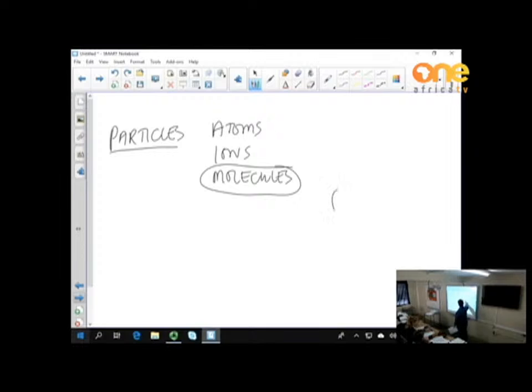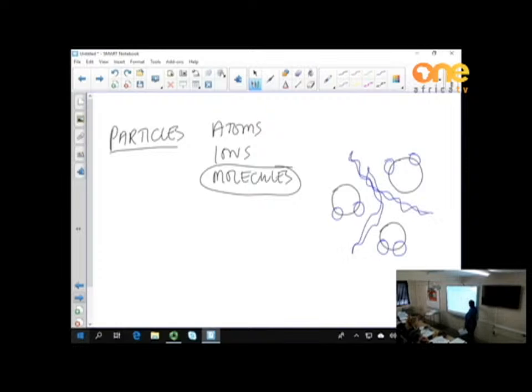If I have water, I have oxygen and hydrogen, and I have another water molecule, and I have the hydrogens on it, and I have another water molecule with the corresponding hydrogens on them. What forces are there between these particles? When we did the characteristics of molecular substances: soft solids, low melting and boiling points, weak forces.